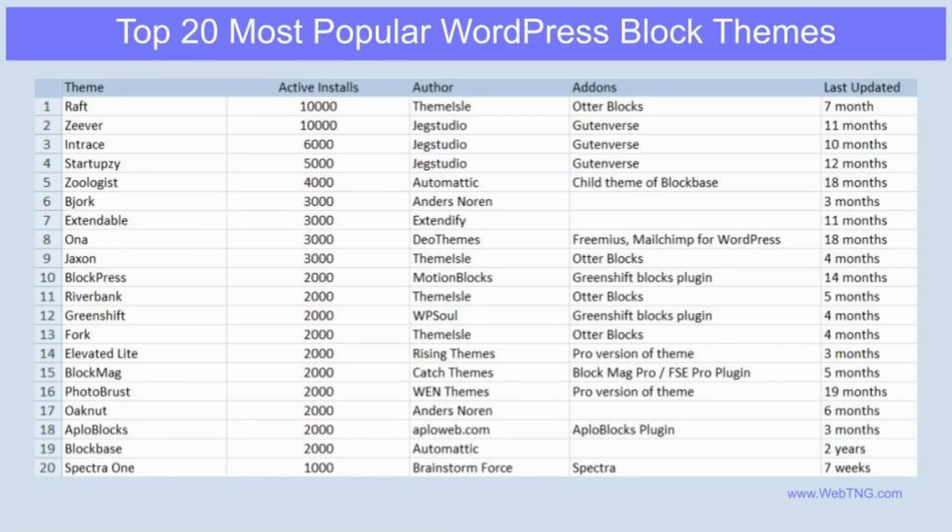So since we jumped around, here's the list of the top 20 block themes. You see Raft at the top and Spectra 1 at the bottom. The graphic shows the number of active installs, the theme author, if it had an add-on, and approximately when it was last updated. This graphic and the full list of the 56 themes that had more than 1,000 active installs is available on WebTNG in the summary article that goes with the video.